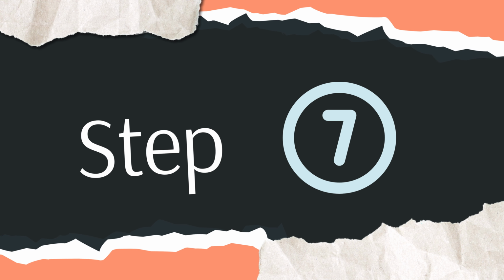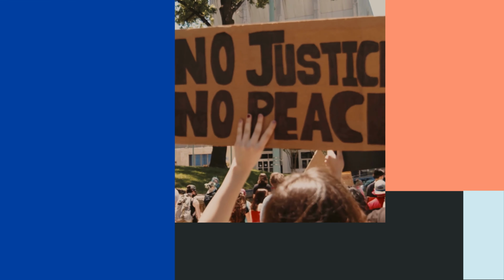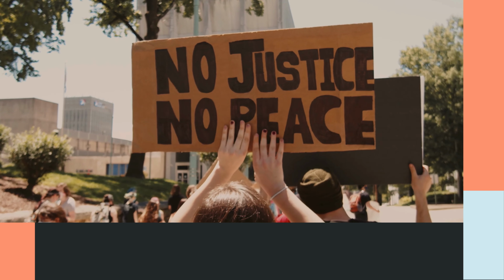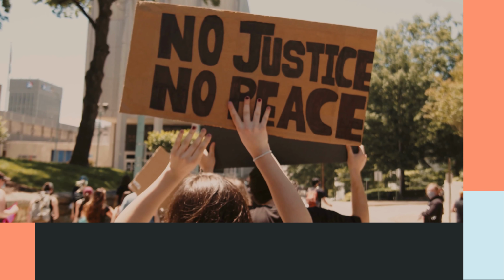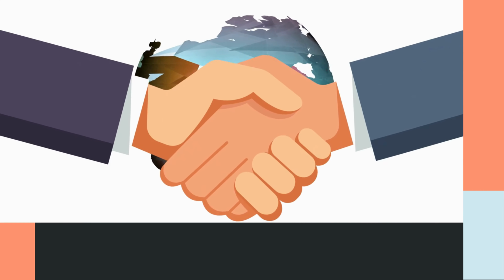Step number 7. Emphasize the importance of action. Conclude by emphasizing the importance of taking action to address the sustainability issue. Discuss the role that individuals, communities, businesses, governments, and international organizations can play in promoting sustainability and driving positive change. Encourage others to get involved and make a difference.